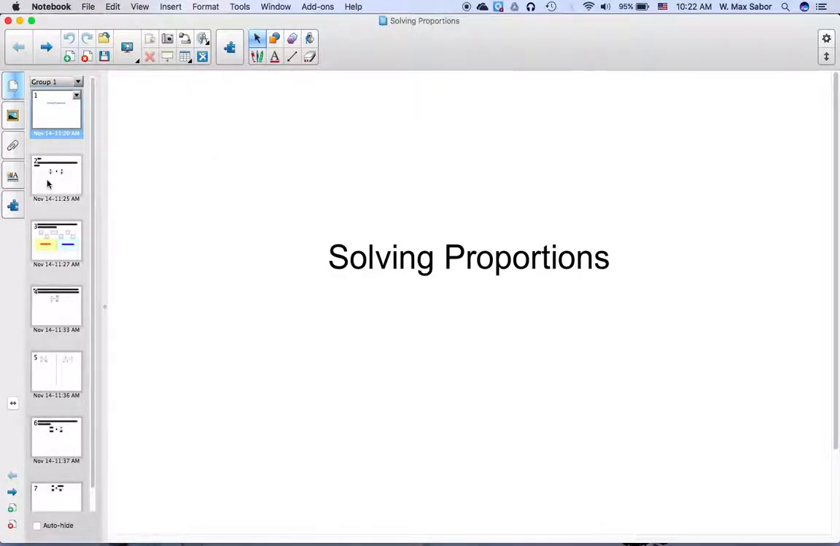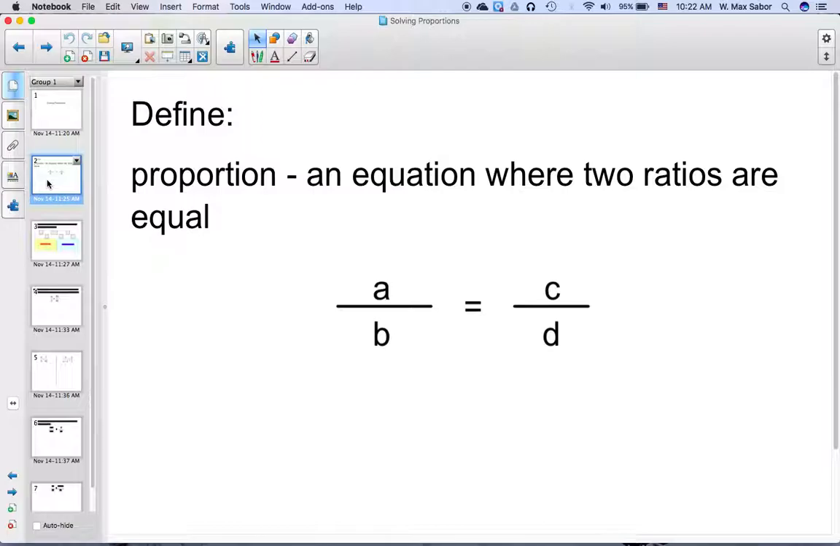Solving proportions. So a proportion is an equation where two ratios are equal. So A over B equals C over D. And it's worth noting that it has to be an equation, so there has to be an equal sign.